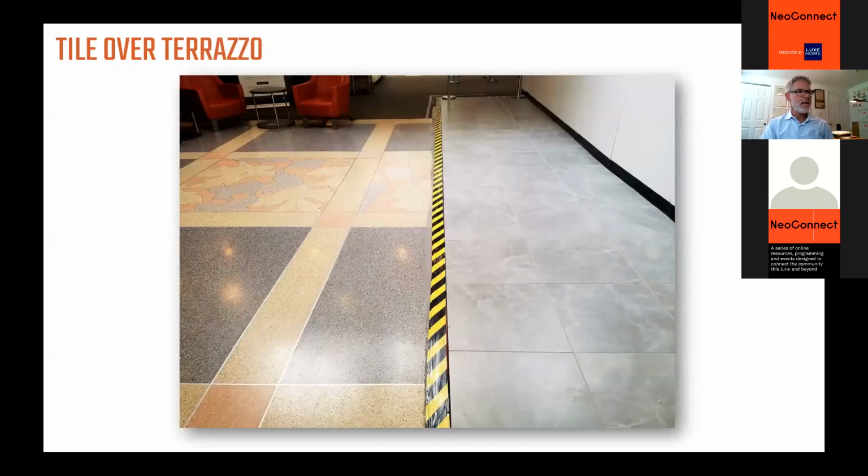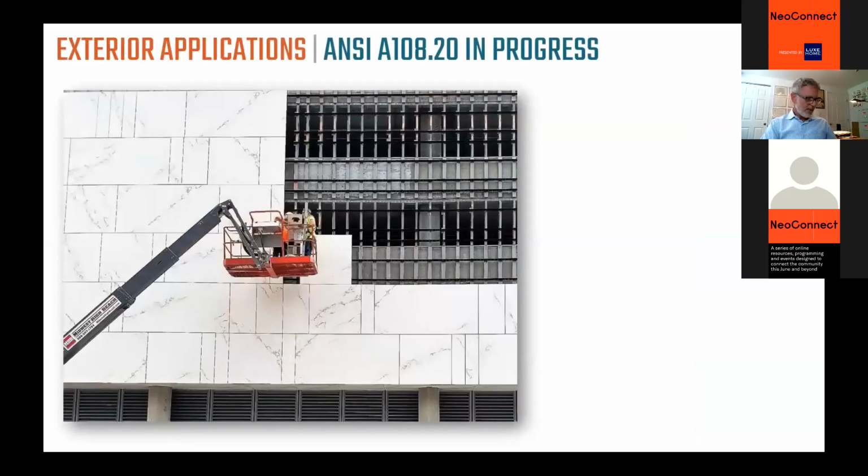Here's another example. This is the Admirals Club in O'Hare Airport. Personally, I like terrazzo, but whoever's in charge of redoing all the Admirals Clubs wanted to cover the terrazzo with something that they thought was a little bit more contemporary. So this is an example of GPT panels going in on the floor over an existing finish. And then here we have a parking garage in an anchored application, so it's not adhered, it's set with aluminum channels.